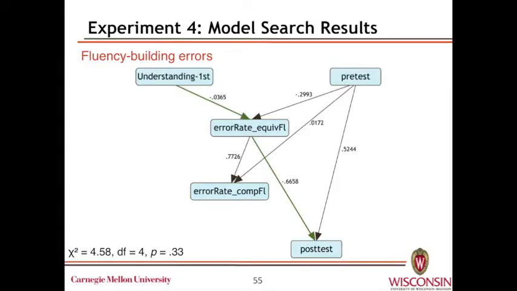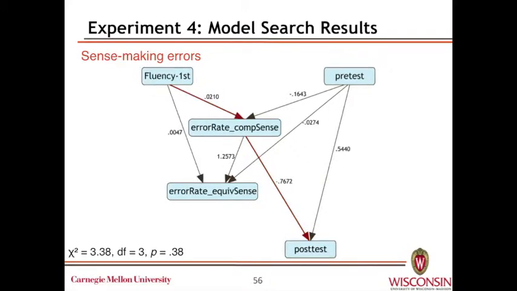And since you're all so familiar with the path models by now, I can just actually show you what these models look like. So this is the model for the fluency-building errors for the understanding first, or the sense-making then fluency condition. And we see that by reducing the errors that students make on the fluency-building problems, I get a mediation of the effect on the post-test.